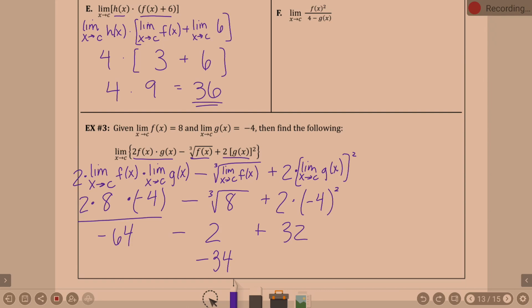Okay, real quick. Are we okay with that in the end, though? No, it's a plus 32. Oh, yeah. Because a -64 and -2 is -66. -66 plus 32 means I'm going to have to subtract them and use the sign of the larger number. So 66 minus 32 is 34. Because my larger number was negative, it's -34.